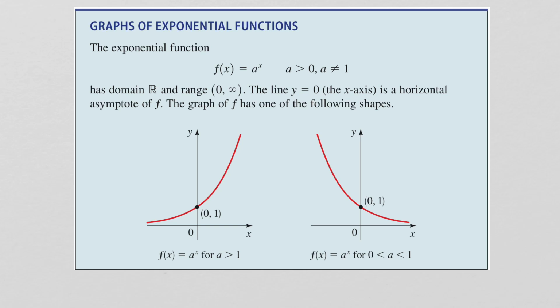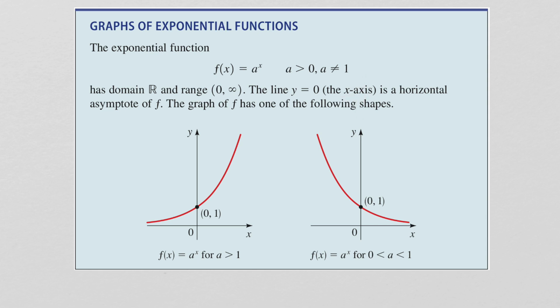So more generally, we can say that the exponential function f of x equals a to the power x, where a is some positive number but not equal to 1, has a domain of all real numbers and a range of only positive numbers, and the line y equals 0, which is just the x-axis, is a horizontal asymptote.